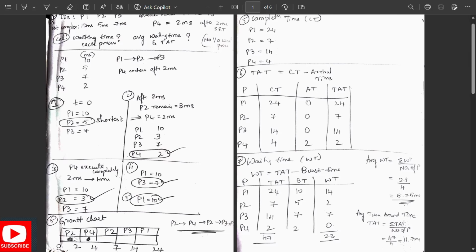Similarly for P2, you should not consider the first one. You have to consider when it completed execution entirely, that is at 7, then P3 at 14 and P4 at 4. So now TAT, that is turnaround time, is calculated by CT minus arrival time.